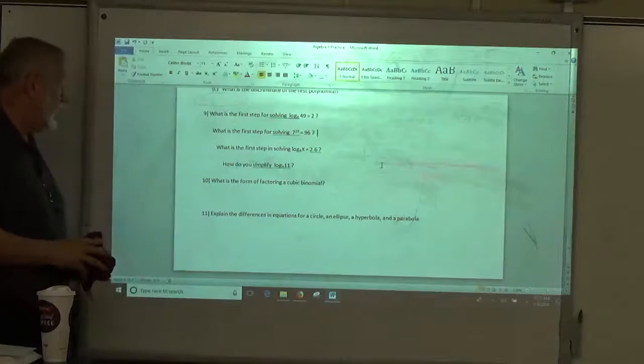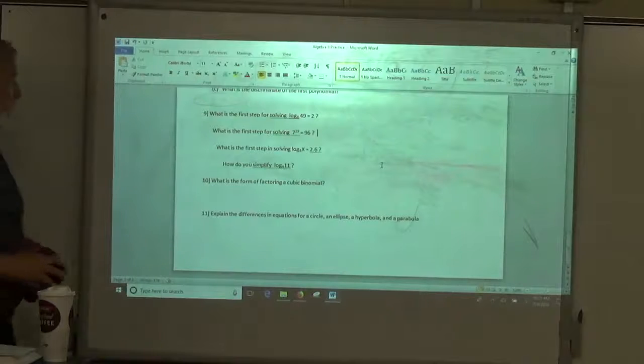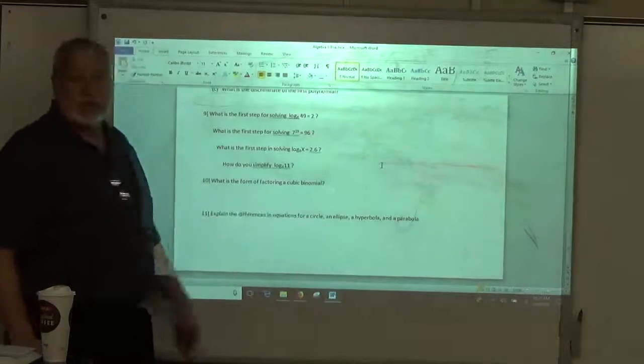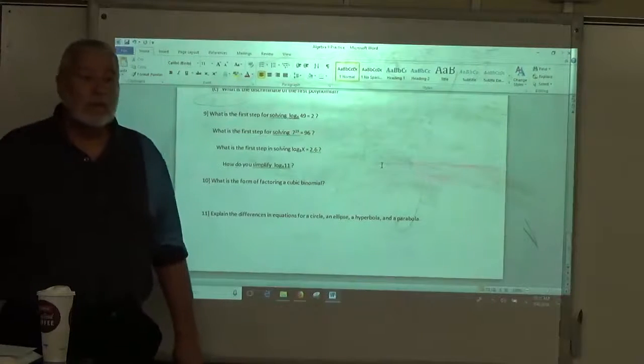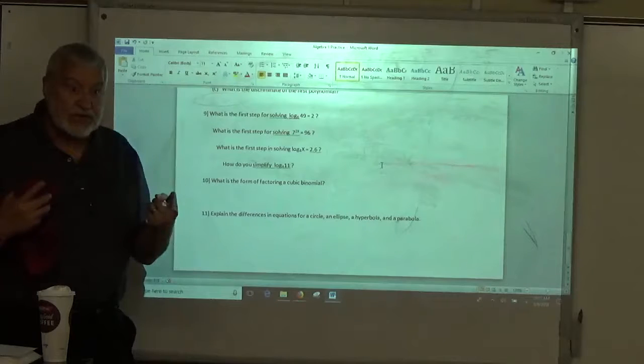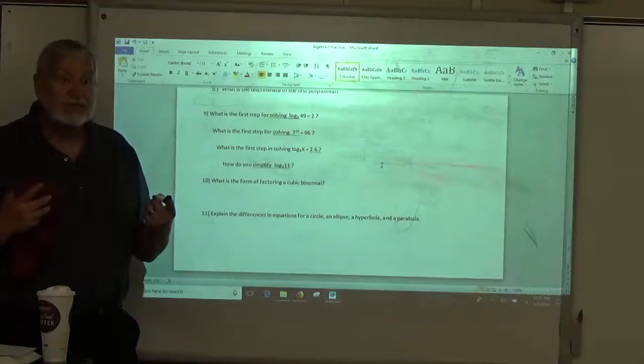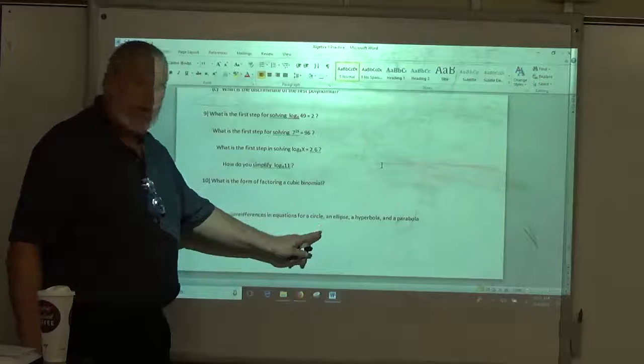Explain the difference in circle. How do you know you have a circle equation? Both are squared, and it's r squared. Right, both are squared and both have the same coefficients and the same sign.